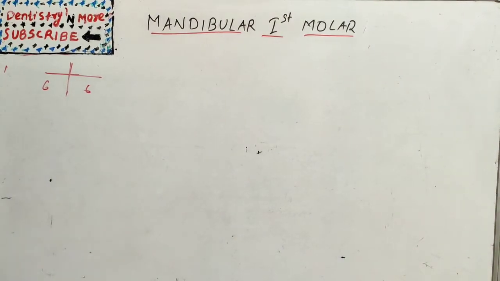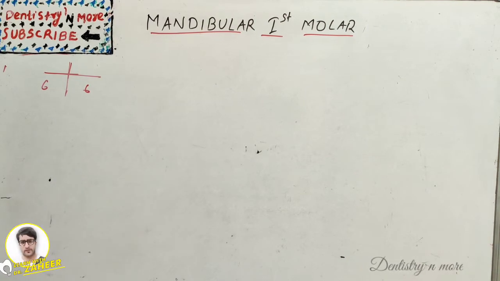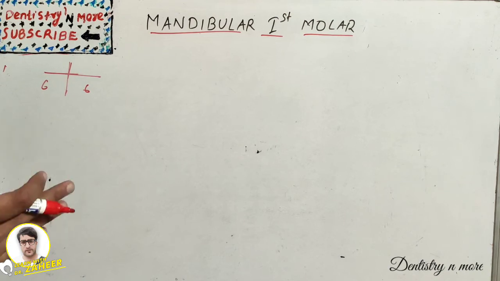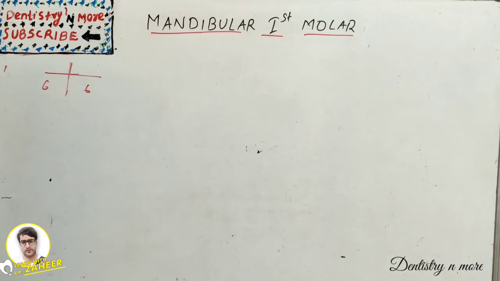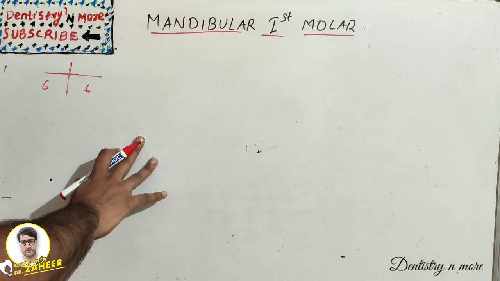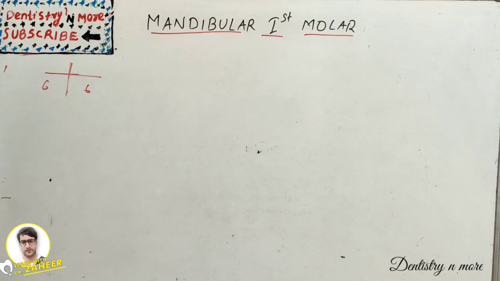Today we have the mandibular first molar from dental anatomy. Maxillary teeth are done, except the maxillary third molar, which is not very important: maxillary central, lateral, canine, maxillary first and second premolars, and maxillary first and second molars. Mandibular teeth we have also finished up to the canine; premolars and molars are left. So I'll be doing the mandibular first molar, then the second molar, then I'll go to the mandibular premolars. The mandibular first molar is a very big tooth and the largest tooth in the mandibular arch.